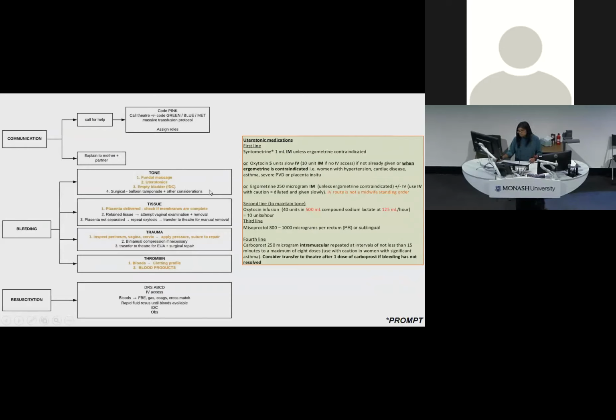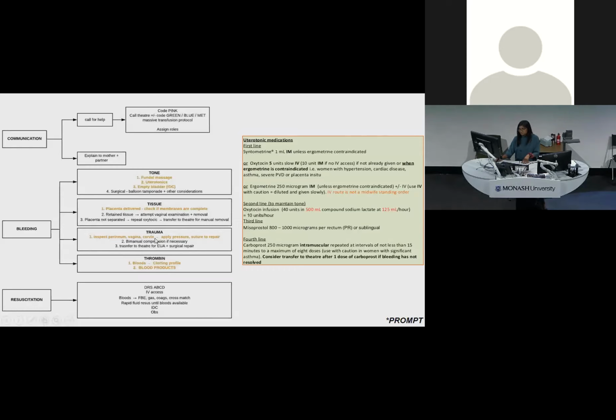The 4th thing that you might consider is surgical. By then you've already called the code green, as in Monash, and theatre would be ready for you. With tissue, you check if the placenta has been delivered. If it's been delivered, you ask someone to see, is the placenta whole? Are there any parts missing? You can attempt a vaginal examination and removal, or you might need to transfer them to theatre for manual removal there.